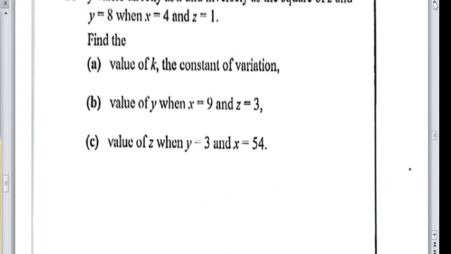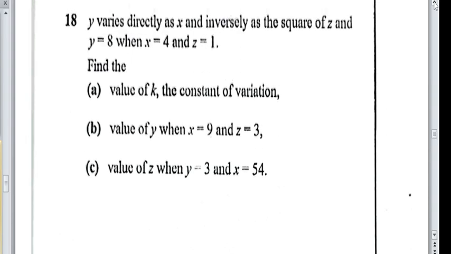Okay, so we have another question there, and this is question 18. Question 18 is a question on a topic we call variations. It's a topic in grade 11. It's a topic we call variations. So let's look at it.